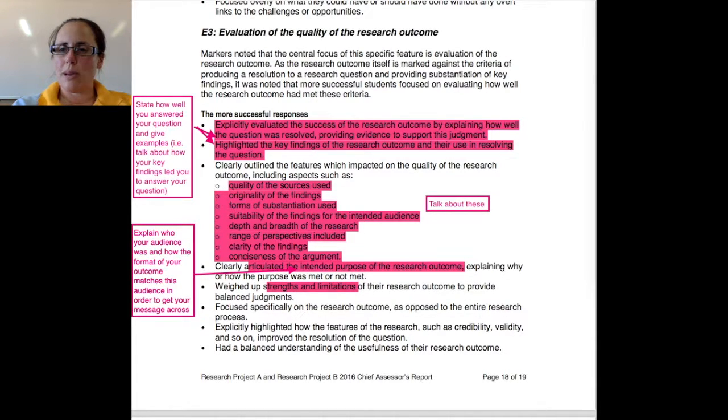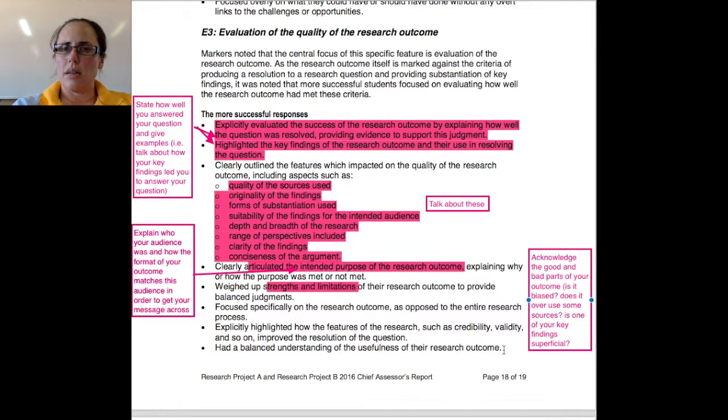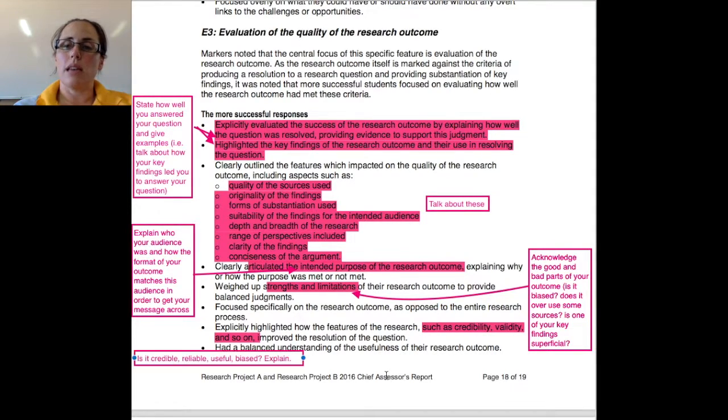Not everything that you talk about in your outcome actually has to be good. Sometimes it's really great to be objective, to understand that perhaps it's not as fantastic as what you wish it was. However, based on the sources that you're able to access, this is probably as good as it was going to get. Talk about things like credibility and reliability of your outcome as a source itself. Would this be useful for someone also studying this topic? Why, how, what would you do differently in the future?